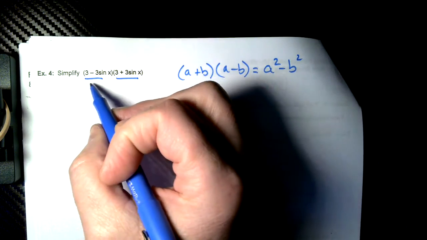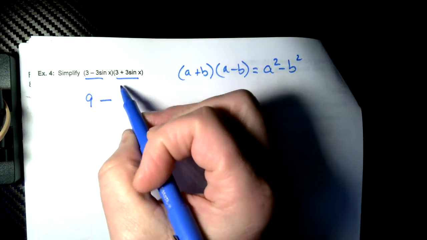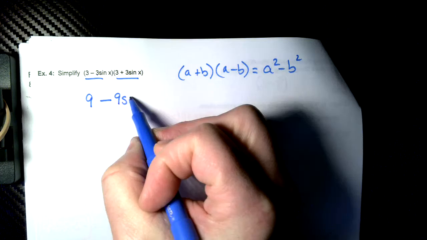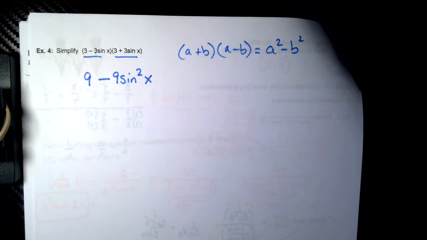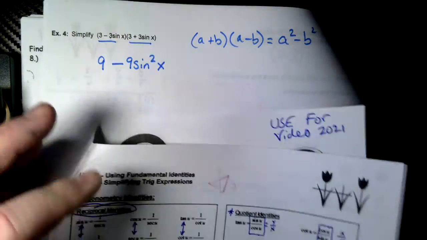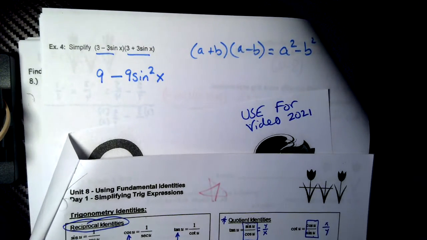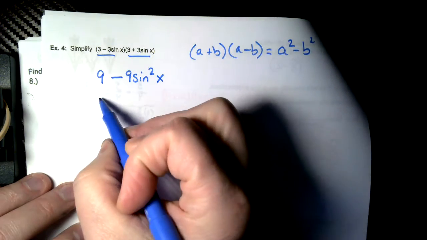Then I can just say the middle part's going to cancel out. It's going to be 3 times 3 is 9 minus, and then this is the 3 times a 3 here, so it's 9 sine squared x. That's kind of odd. We haven't had something like that, and it's definitely not the Pythagorean identities because it's got that 9 in there. That 9 kind of screws it up. So what do we do? They both have a 9. What you can do is take a 9 out.